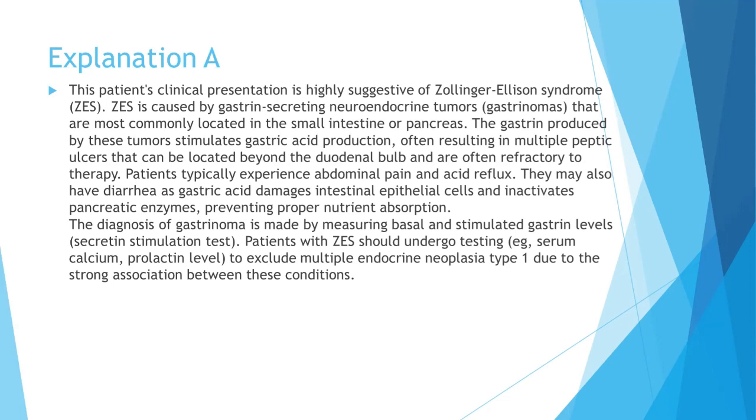The patients typically experience abdominal pain and acid reflux, and they may also have diarrhea as gastric acid damages intestinal epithelial cells and inactivates the pancreatic enzymes, preventing proper nutrient absorption. The diagnosis of gastrinoma is made by measuring basal and stimulated gastrin levels, and patients with ZES will undergo testing to exclude multiple endocrine neoplasia type 1 due to the strong association between these conditions. So that was a brief overview of ulcers.